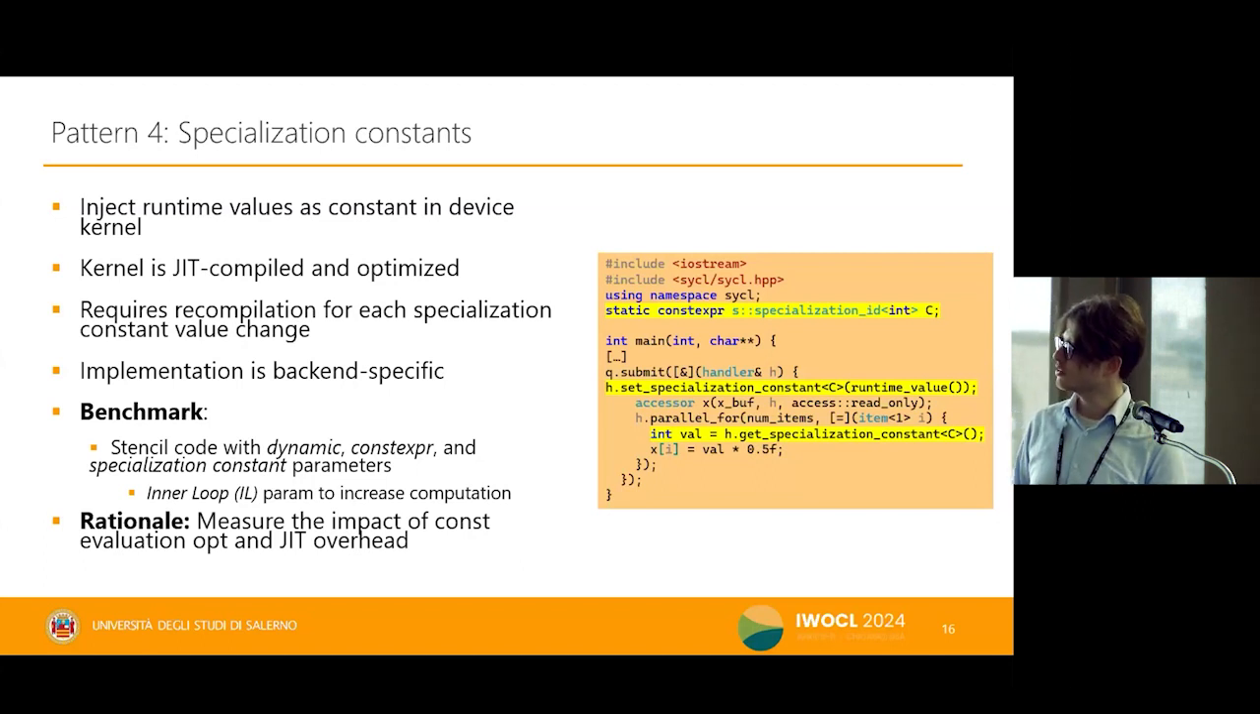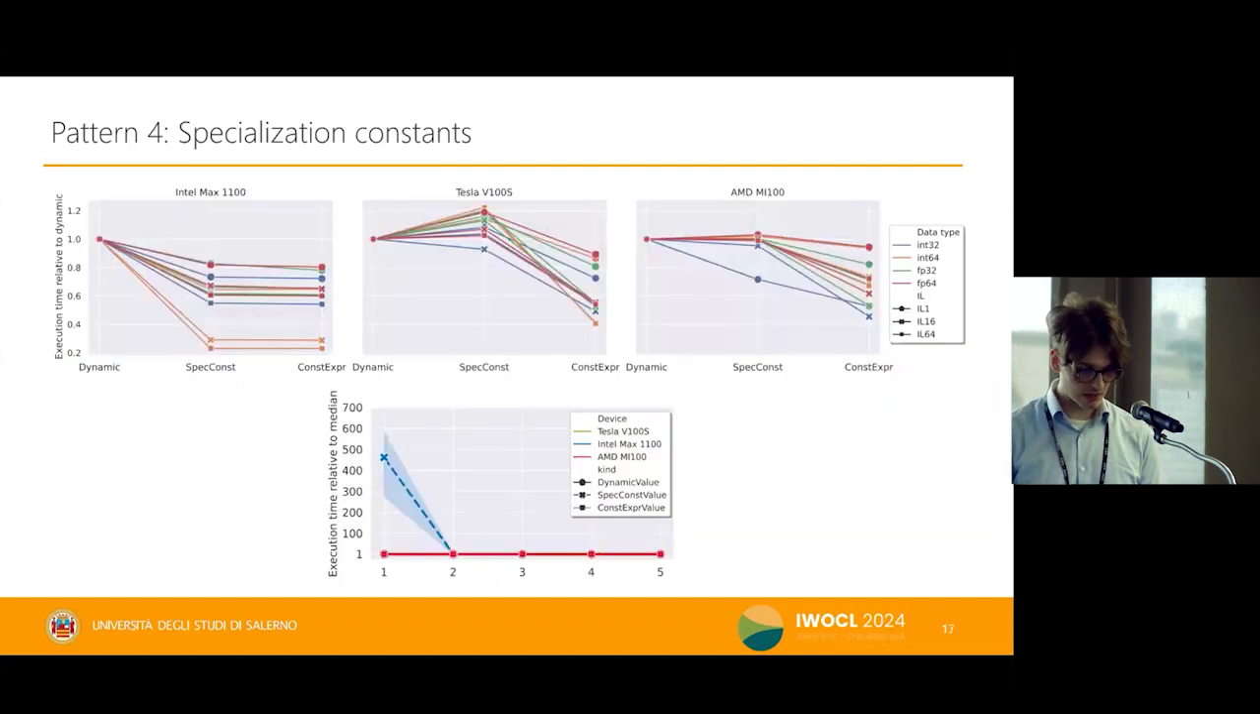We introduced a benchmark for this. It is a stencil. It uses a stencil parameter that can be either dynamic, just runtime values, constants, or a specialization constant, with an inner loop to increase the computation level. And so let's go to the results. The plots show the runtime relative to the dynamic one, so dynamic is used as a baseline. We have the fully dynamic, the specialization constant and the constant version.